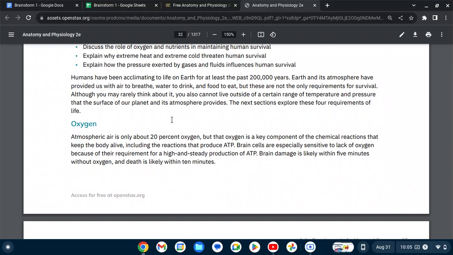Humans have been acclimating to life on Earth for at least the past 200,000 years. Earth and its atmosphere have provided us with air to breathe, water to drink, and food to eat. But these are not the only requirements for survival. Although you may rarely think about it, you also cannot live outside of a certain range of temperature and pressure that the surface of our planet and its atmosphere provides. The next sections explore these 4 requirements of life.